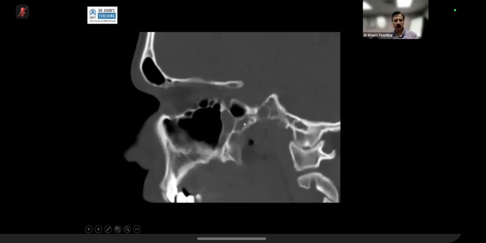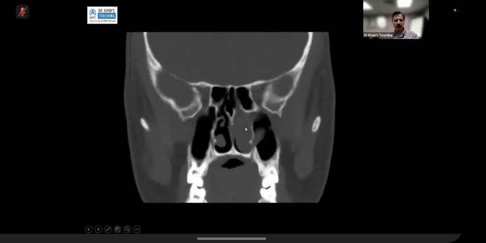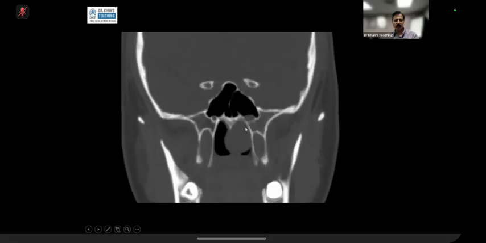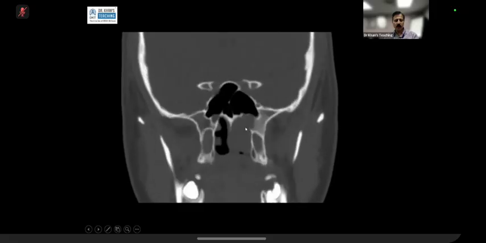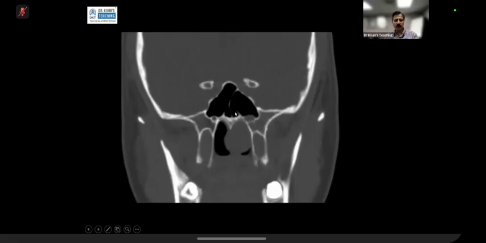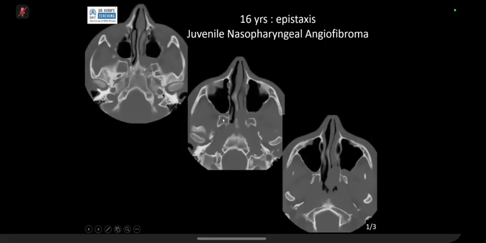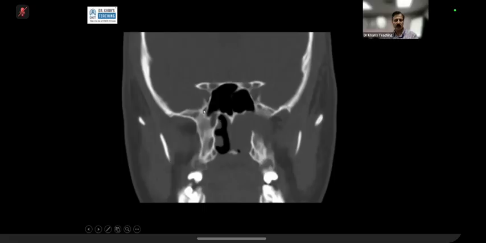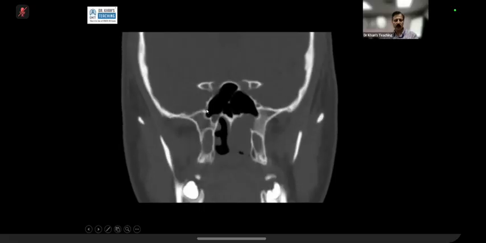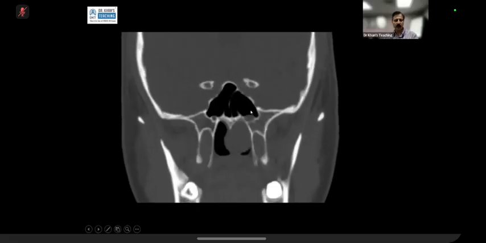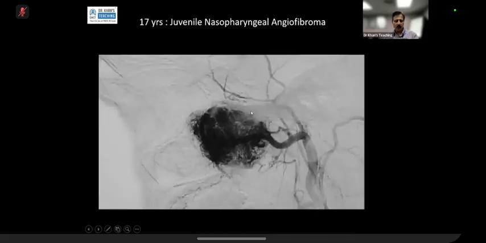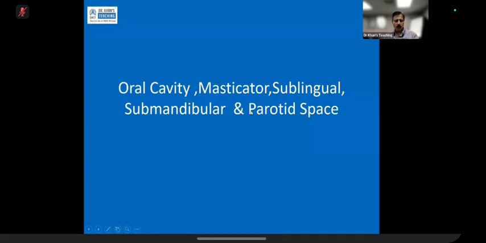Posteriorly, it will communicate with the middle cranial fossa. The key point here is that this is the sphenoid sinus. This is the Vidian canal, and you can see that the Vidian canal is expanded. On the other hand, this is the foramen rotundum, which is on the lateral side. Okay, so thank you very much.